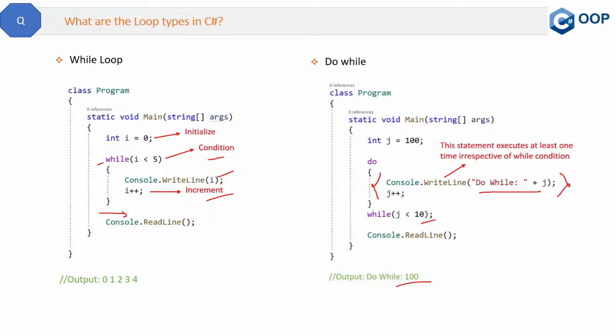So this has been executed even though this j value is 100, and 100 is not lesser than 10. So even though the first condition is false, still the statement inside the do has been executed one time. So this is the do while loop, and the rest of the things like initialization will happen at the top, then the condition will be here and the increment will be inside the loop. So all these are the same as in the while loop.